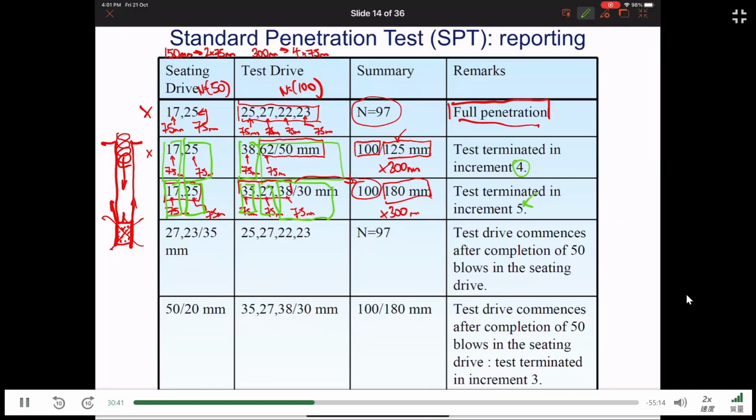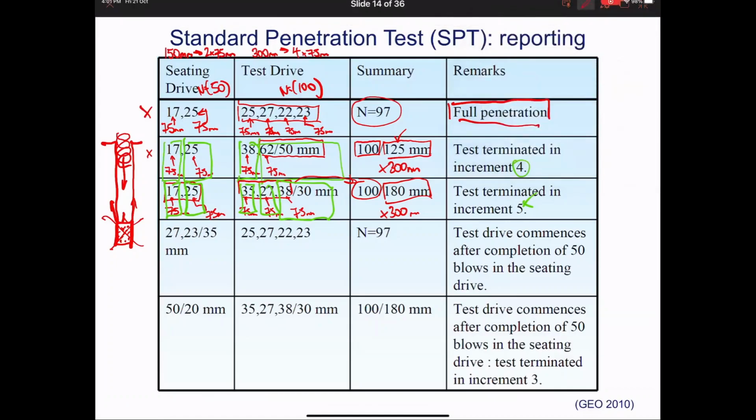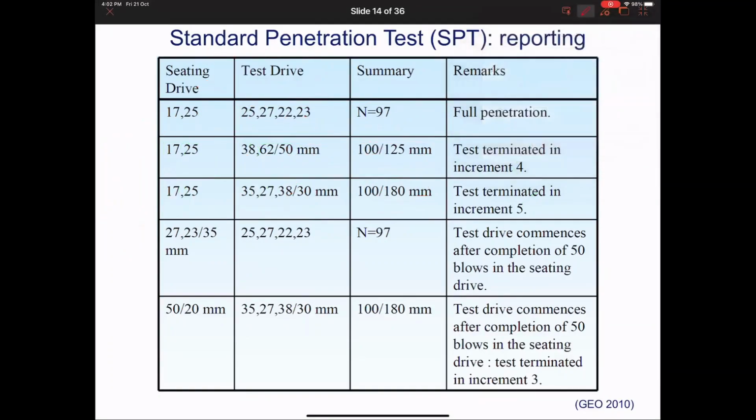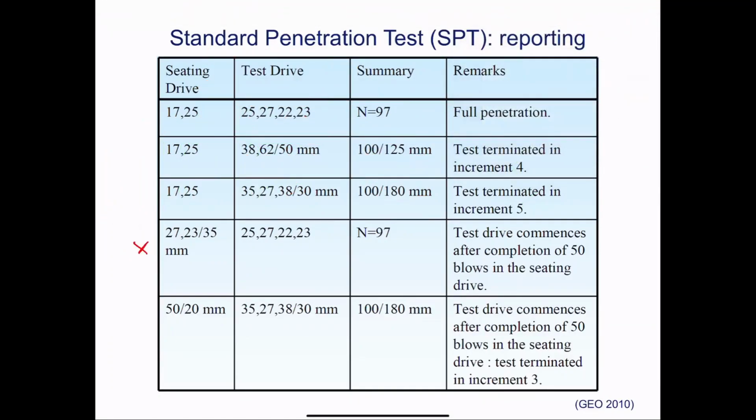So let's look at cases where the seeding drive isn't so ideal. This is getting heavy. So let's look at this case now. So for the seeding drive, we have 27 for the first 75 millimeters, and then you have 23 for the next 75 millimeters. So what's happened here? You've reached 50, right? We mentioned that the termination criteria for the seeding drive is 50. So we shouldn't go any further.